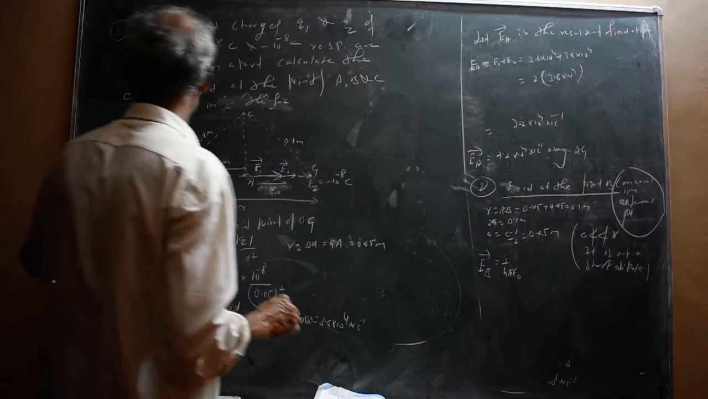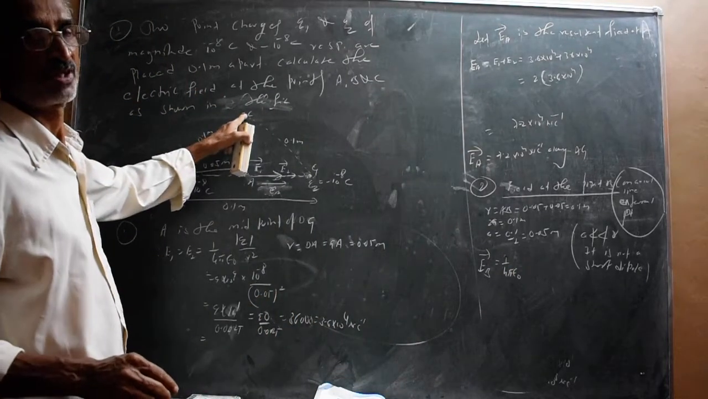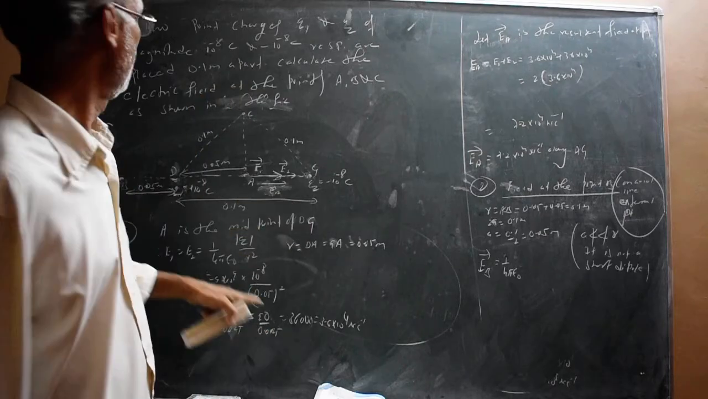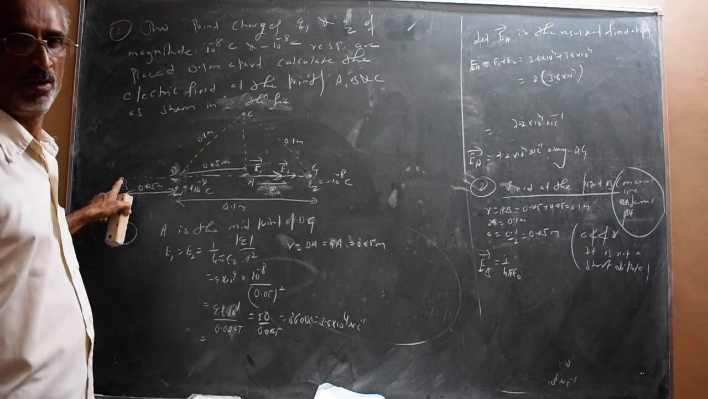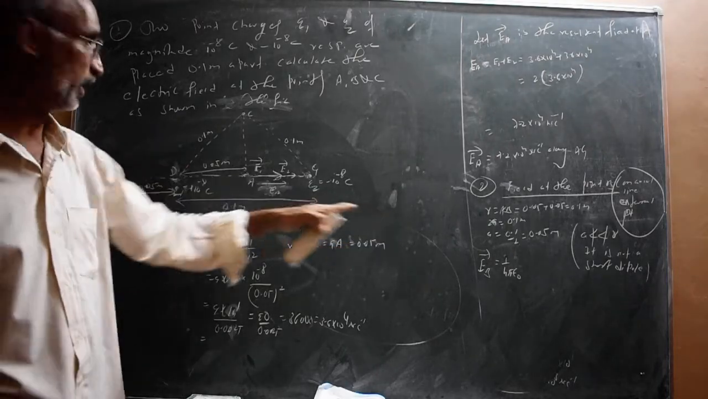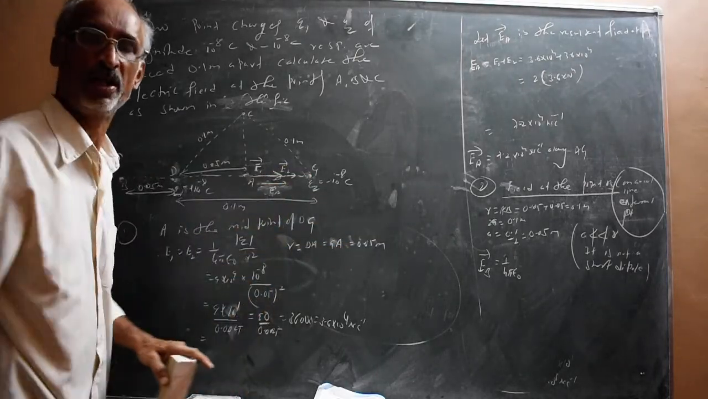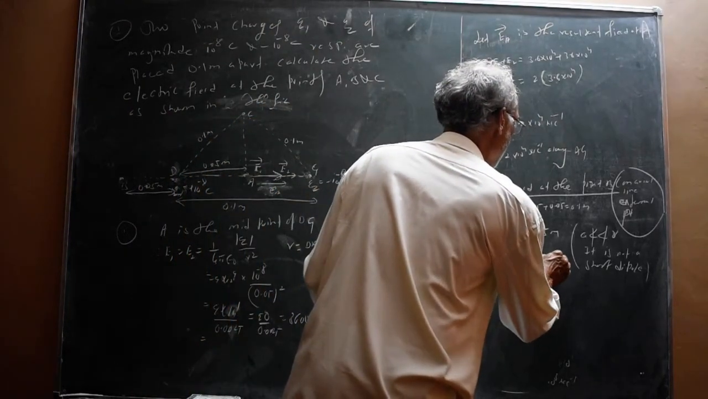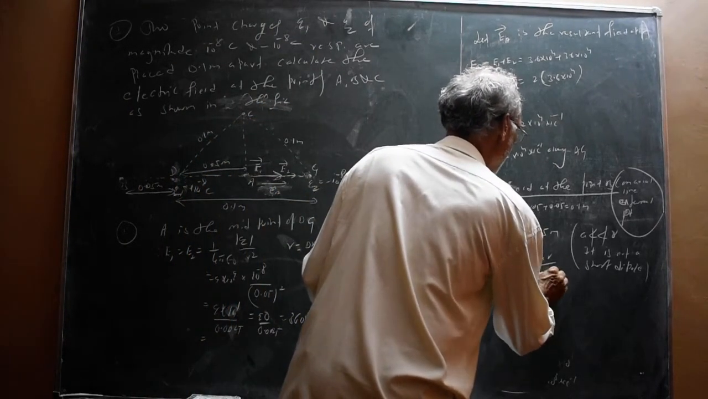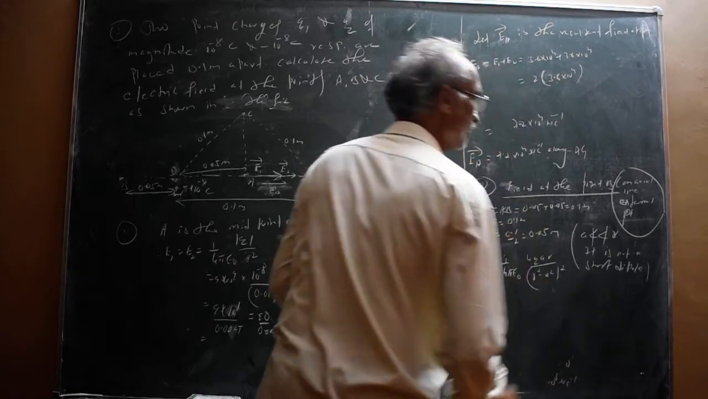I would like to find the field at B as well as the field at C. C is on the equatorial line and B is on the axial line. That is an external point. For an external point only this formula is applicable, not for an internal point of the dipole. 1 upon 4 pi epsilon naught, 4 QAR upon R square minus A square the whole square.